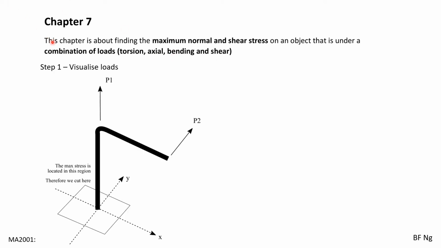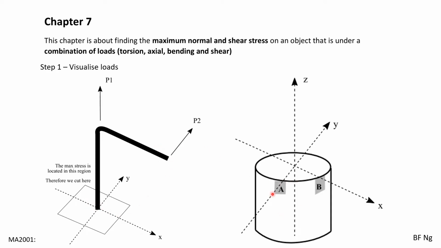We will first take a look at this curved beam to illustrate the main steps in solving problems related to this chapter. On this beam itself, there are two forces, P1 and P2. We are asked to find out what is the maximum stress on this beam. And through observations, this occurs at the bottom over here, and hence we cut it. So this is the small section from the bottom of the beam.